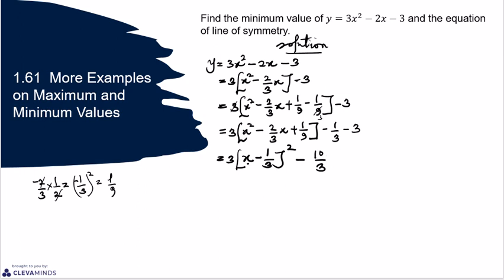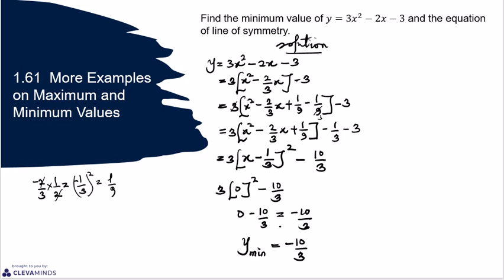So now from there, we are able to see that the minimum value of y is when this expression in the bracket is equal to 0. The expression in the bracket must be equal to 0. So let's assume that the expression is equal to 0. So we have 3 into 0 squared minus 10 over 3. And that gives us 0, because 0 multiplied by 3 gives us 0, minus 10 over 3. And that gives us negative 10 over 3. So y minimum, that is the minimum value of y, is equal to negative 10 over 3.